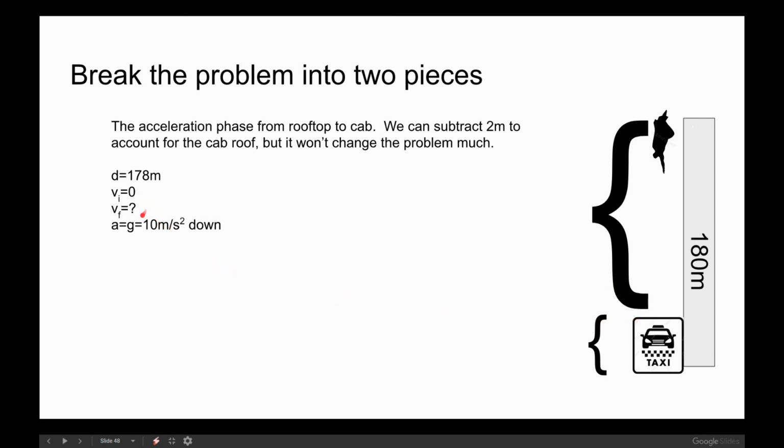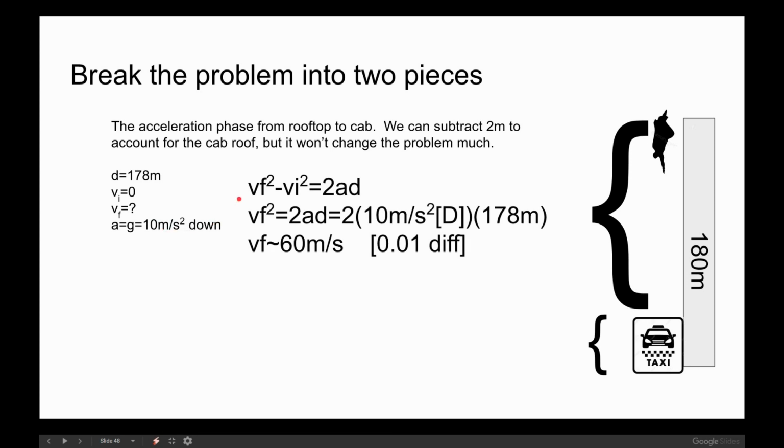We know he starts off at rest. We want the final speed, and there's gravity, rounded again. There's only one formula that has no time in it, this one. We get 60 meters a second. Now, what happens if I didn't subtract the height of the cab roof? It literally changed the answer by 0.01 meters per second.